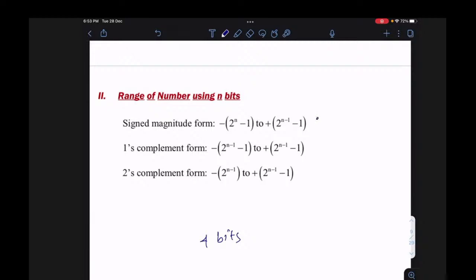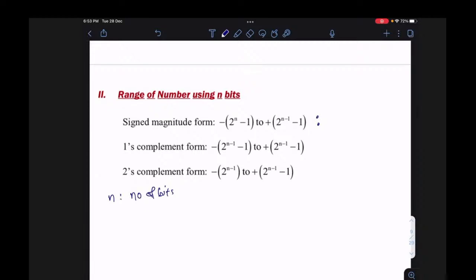So in sign magnitude form, if I use 4 bits, here the notation n is meant for the number of bits. If you take n equals 4, so this is 16 minus 1. Sorry, here there is a correction, please make a correction. This is actually 2 to the power n minus 1. If I take n equals 4 in this case, it is 2 raised to power 3, which is 8, 8 minus 1 is 7. So this is minus 7 to plus 7.